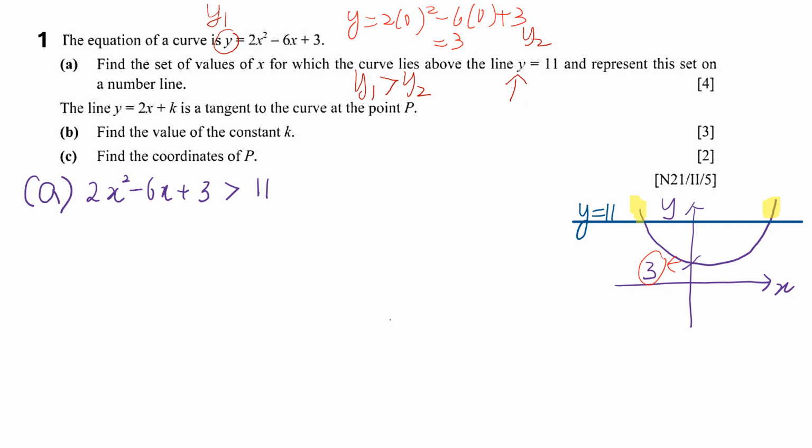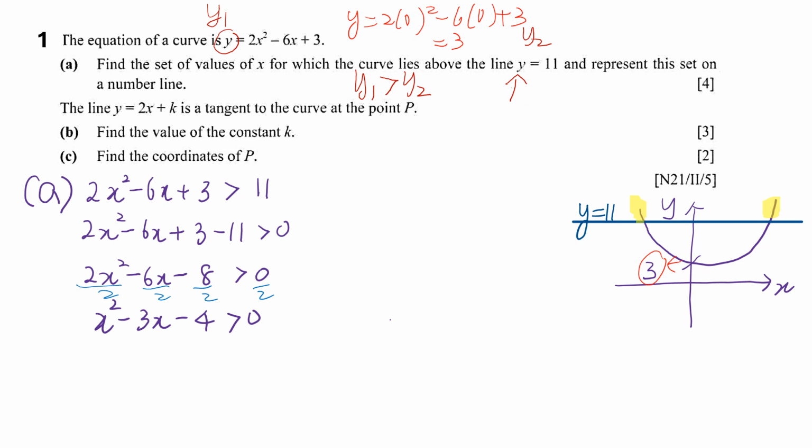Okay, so I bring everything to the left hand side, and what you see is a quadratic inequality like what we have got just now in the earlier slides. We can actually divide every term by 2 to simplify it, to get x squared minus 3x minus 4 more than 0. 0 divided by 2 is 0. Then we factorize it. This is similar to what we have done earlier on. Okay, solving quadratic inequality. So the next thing is that we draw the quadratic curve.